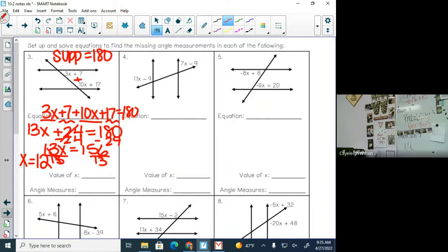Okay, now, once I got 12 there, that's not the answer. It says the value of x is 12, but I still have to find the angle measures. So now I'm going to take that 12 and plug it back in for both of the x's. So 3 times 12 plus 7, that's 36 plus 7, which is 43. And then you could just do 180 minus 43 and get the other one. The other one, 10 times 12 plus 17, that's 120 plus 17, which is 137. And when you add those together, they do equal 180.